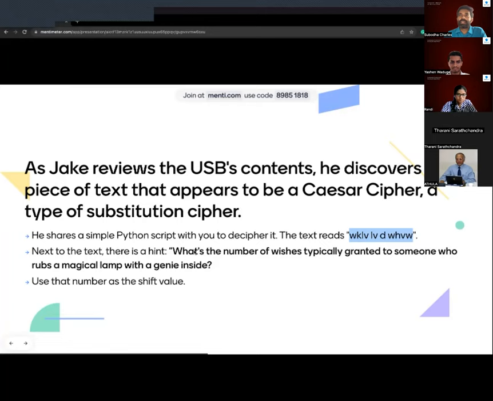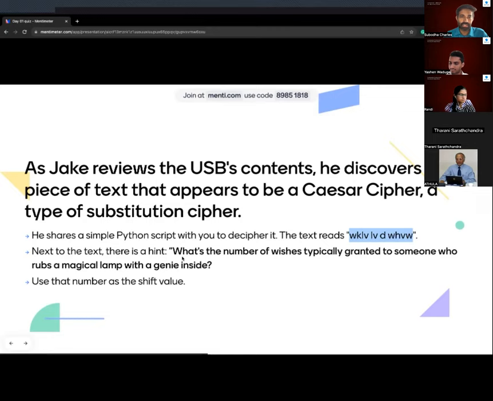What is the hint? The hint is, what is the number of wishes typically granted to someone who rubs a magic lamp with a genie inside? I'm sure you have heard of Aladdin and this magic lamp. When Aladdin rubs the lamp, a genie comes out. And in some cases, the genie will have an evil laugh and will give Aladdin some number of wishes. The question is, how many? That is your hint. How many wishes were there? Keep that number in mind. You will need to use that in the Python script.